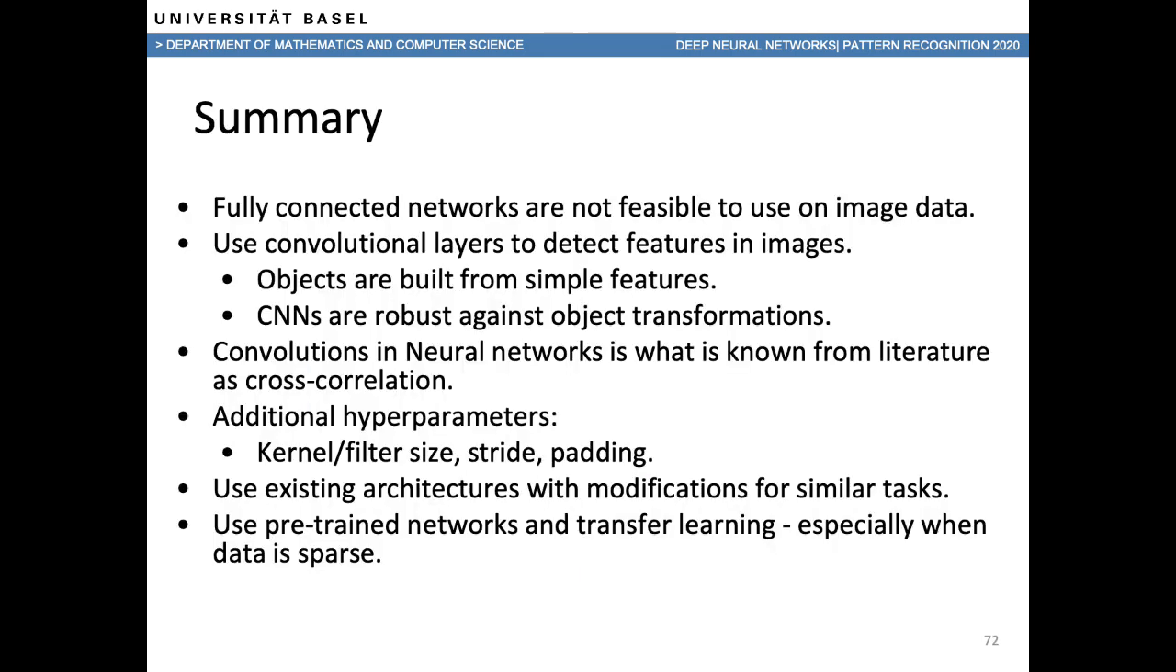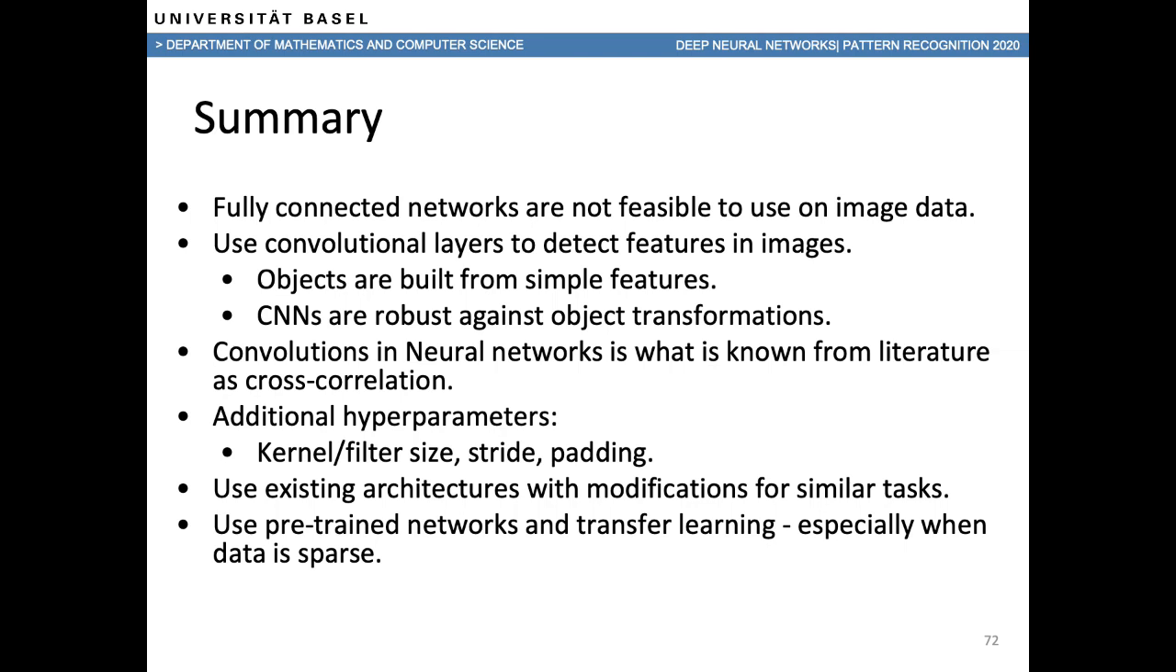In summary, fully connected networks are not feasible to use on images, as it would introduce way too many million parameters to train on. So instead, we should be using convolutional layers to detect features in images. And the idea is that all objects that we're interested in are built up from simple features, which we can then extract using these convolutional layers.